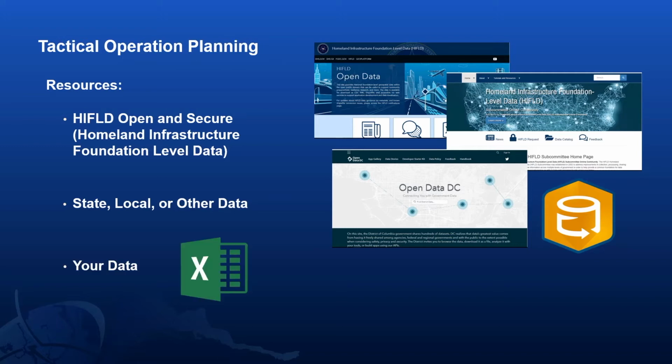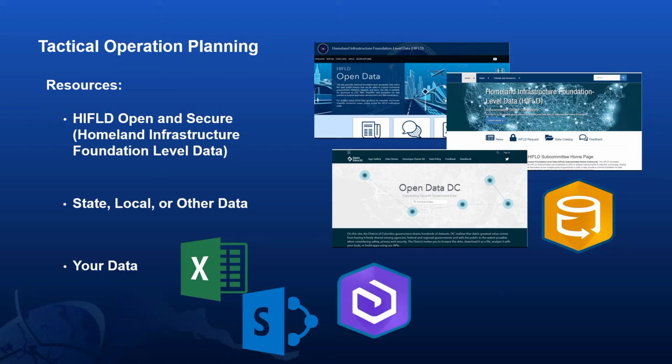And then finally, your data. Within operation planning, you can bring your own data into your ArcGIS deployments, whether it's coming from spreadsheets, SharePoint, your ArcGIS Enterprise or ArcGIS Online organizations, to give your operational planning more depth as well. So with all of these resources, this is a great starting spot for authoritative data to plan your tactical operation. By meshing up your data, state, local, and other data, as well as federal data, it allows your organization to be more prepared for when disaster strikes.